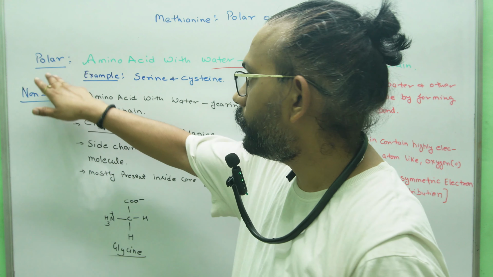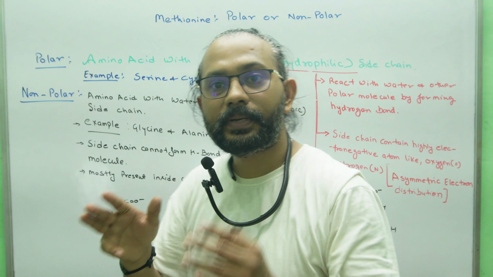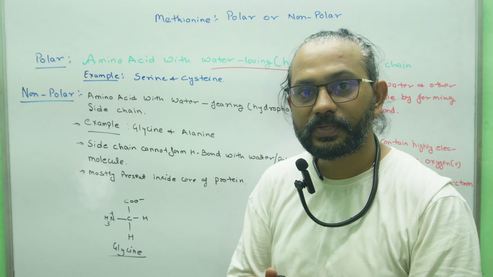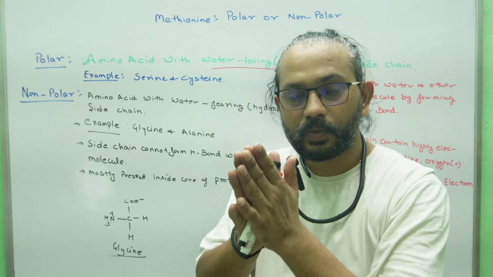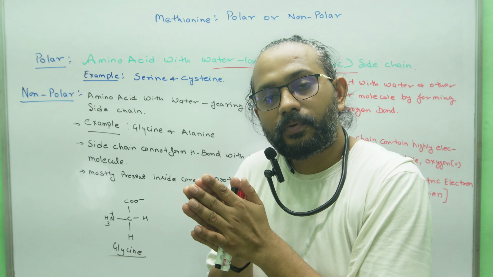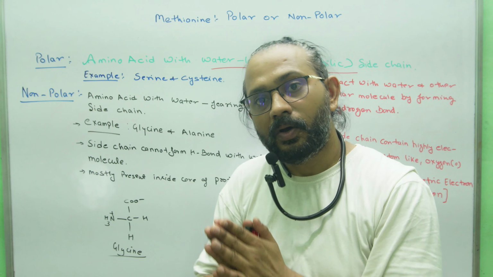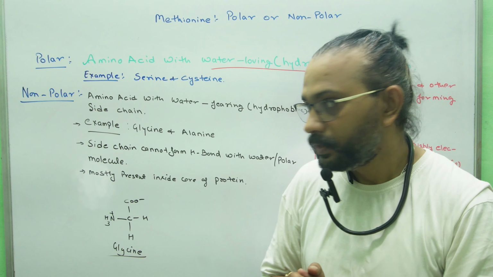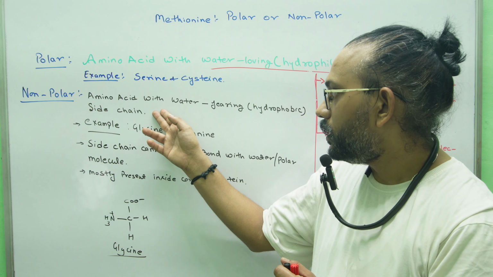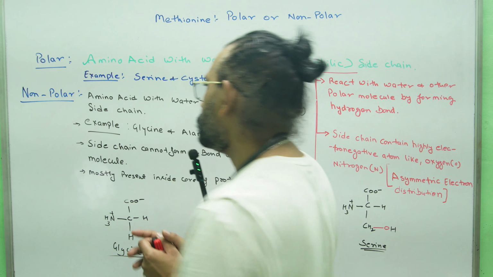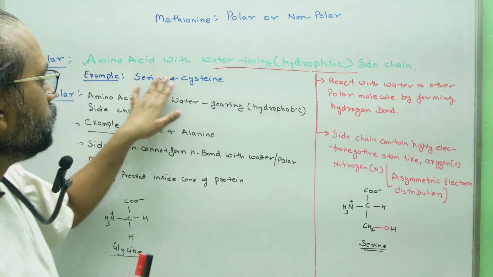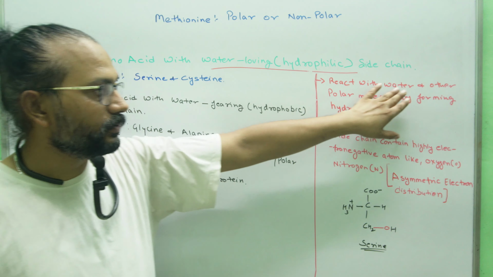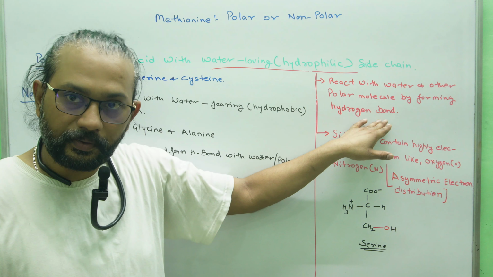So first of all, a polar amino acid can be categorized as an amino acid which has the capability to react or form a hydrogen bond with water and other polar molecules. For example, serine and cysteine. So the polar ones react with water and polar molecules to form a hydrogen bond.